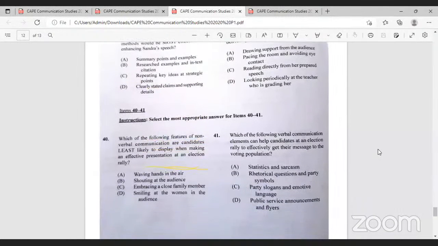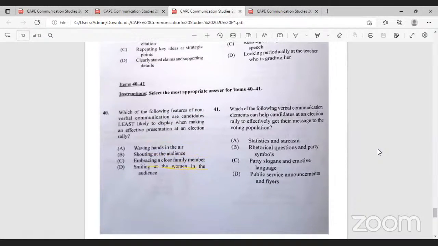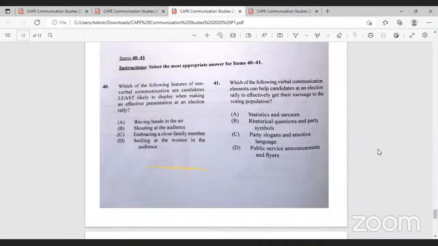40 to 41. Which of the following features of non-verbal communication are candidates least likely to display when making an effective presentation at an election rally? Least likely. Waving hands in air, shouting at audience, embracing close family member, smiling at women in the audience. Yeah, the answer is B. He's not shouting at the audience, but he's speaking passionately, but not shouting at them.